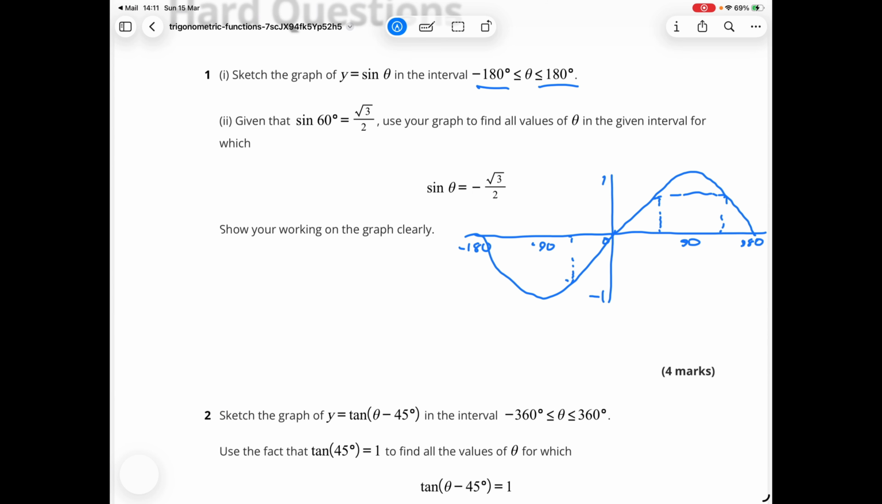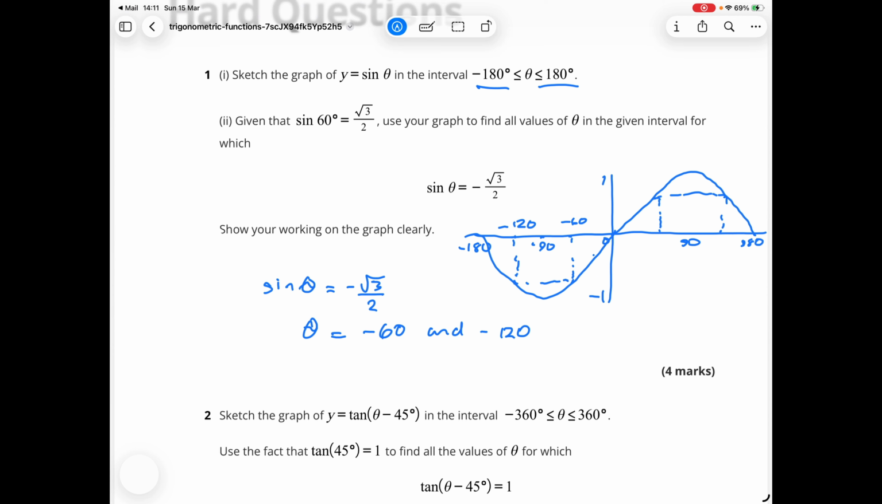And if it's minus 60, then by the rules of symmetry, so let's say that's minus 60, it's 30 down to minus 90, and then it's another 30 down to minus 120. So the answers to sine of theta equals minus root 3 over 2, without using a calculator, are that theta equals minus 60 and minus 120 using the graph.